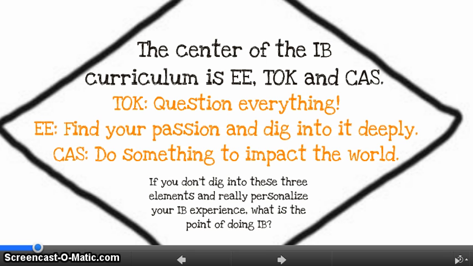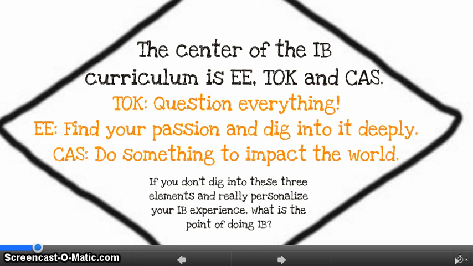It asks you to really take your content knowledge and think bigger and try to find something that you haven't had time to really explore fully in your classes, and explore it on your own to show what you're capable of. And then, of course, there's CAS, which asks you to take all of this passion and knowledge that you've been acquiring and do something to impact the world. So if you don't dig into these 3 center elements of the IB curriculum to really personalize your experience, then what's the point of even being an IB? If you're just here for content knowledge, then you're not really furthering that mission where you're trying to think outside of yourself. So extended essay is a big part of that.